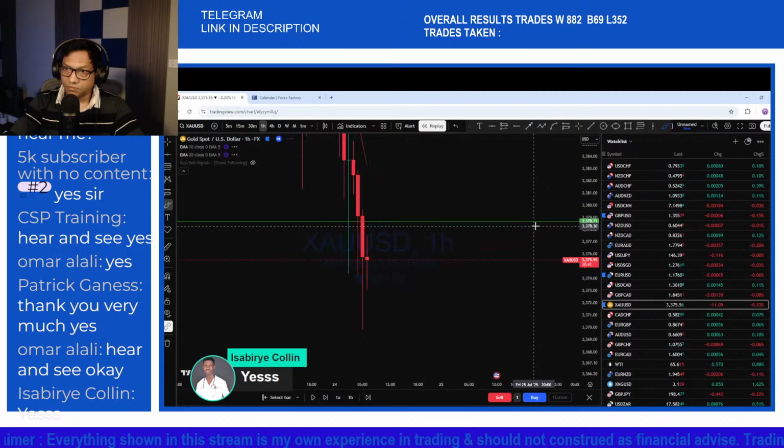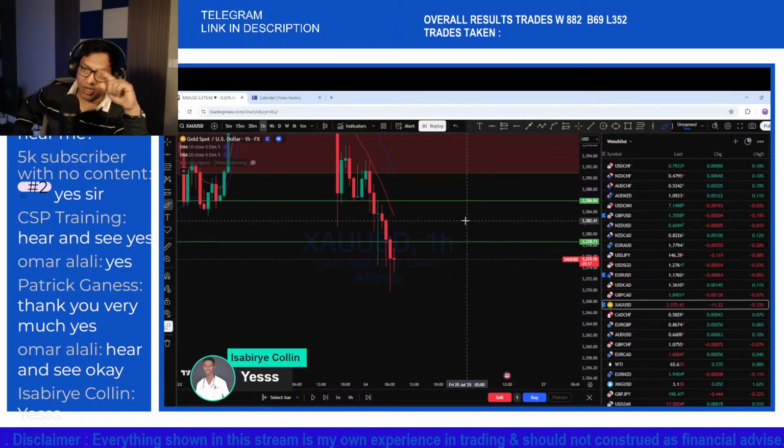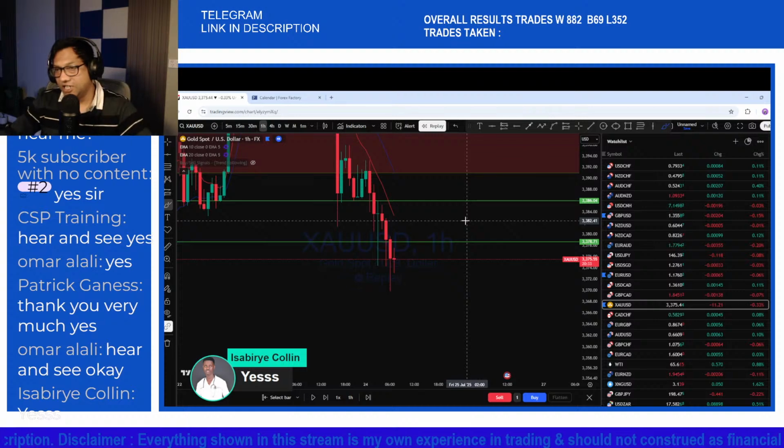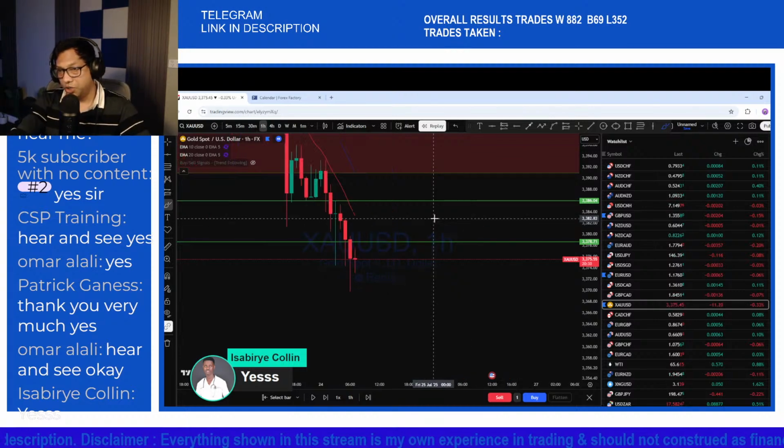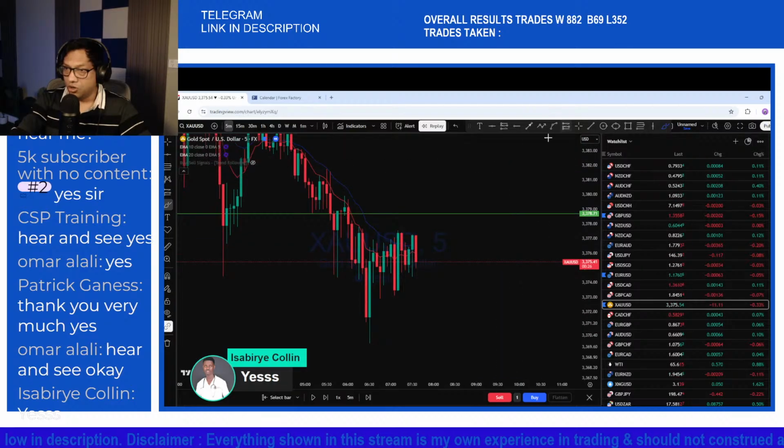So that being said, if you look at the 1 hour, we see that there is a doji. Now if this 1 hour candle is closing as a doji, we might see the market possibly continue to drop in the major direction of the trend.